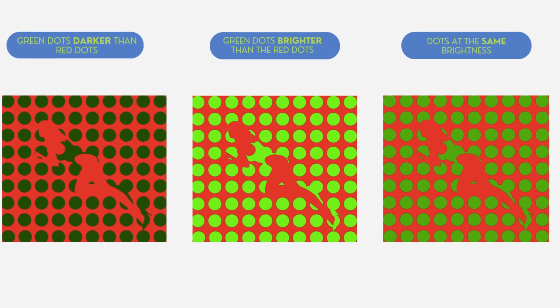And here we have three different images of when the green dots are at different brightnesses. So on the very far left, we have when the green dots are darker than the red dots. In the middle, when the green dots are brighter than the red dots. And on the very far right, we have when the dots are at the same brightness. So as we can see, in the images on the middle and the left, the contours are much harsher, and we are able to make out the figure in the middle a lot.